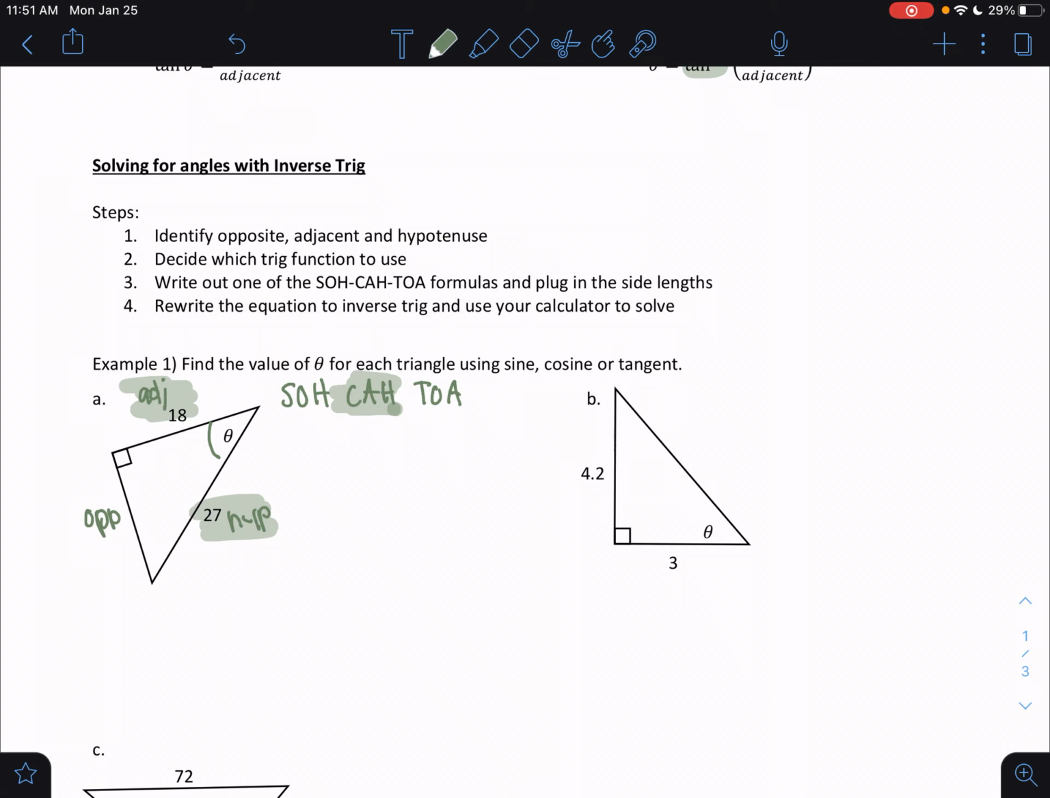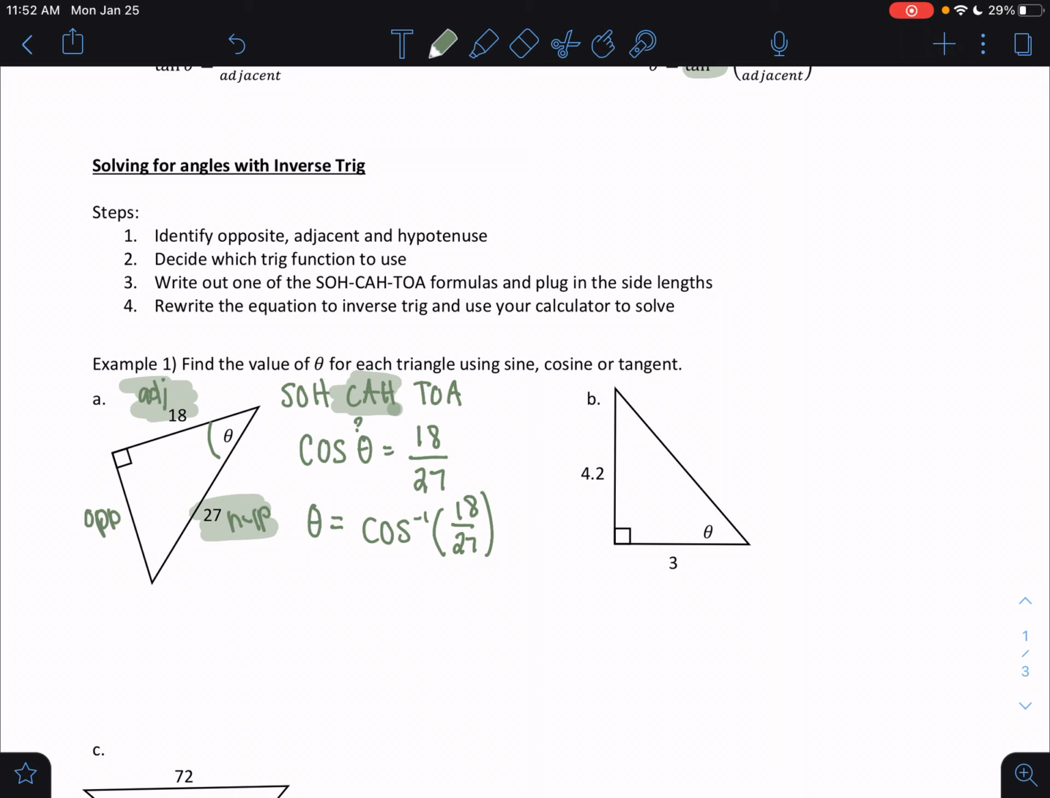So if I write out what we normally do, so the cosine of theta equals adjacent over hypotenuse, so 18 over 27. But now what we're trying to find is what is theta? And that's what we're going to use the inverse trig. So theta equals inverse cosine of 18 over 27. And now we're going to use our calculator to find this.